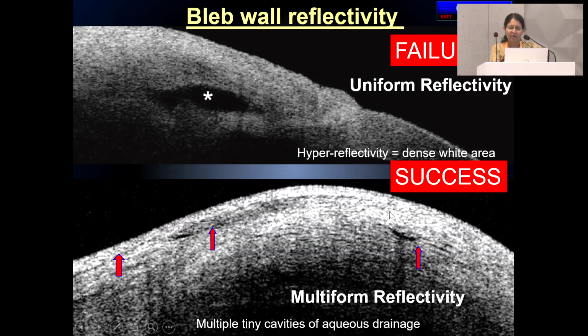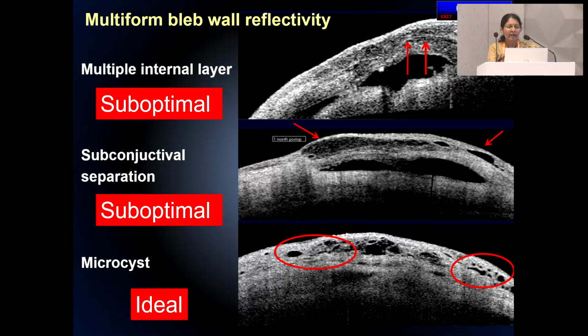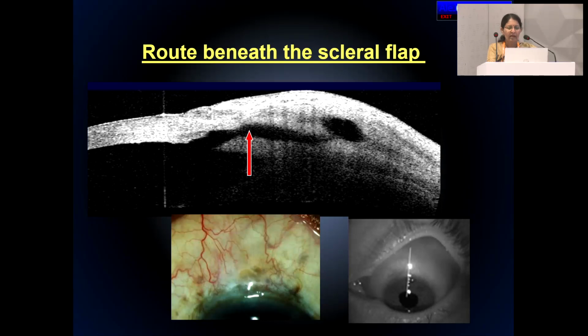And this is the multiform bleb wall reflectivity, which has multiple tiny cavities of aqueous drainage. Hyperreflectivity is suggested in the form of a dense white area, which is not good for success. Now, multiple bleb wall reflectivity is again identified as multiple internal layers, subconjunctival separation as shown here, or microcyst areas. And these are the blebs which are ideal for success. The route beneath this scleral flap has to be identified.